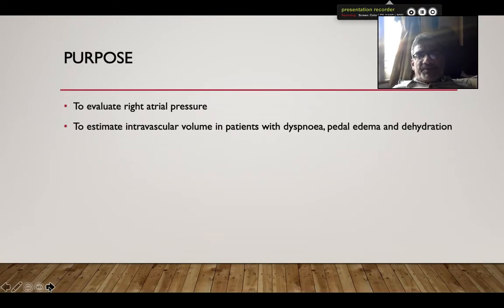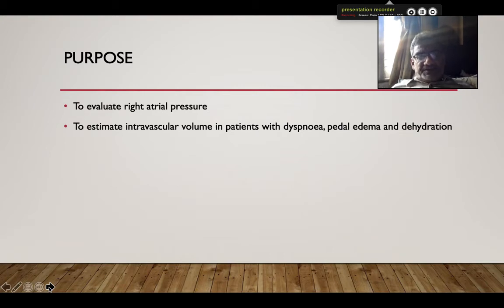So, what is the purpose of recording or looking at the neck veins, recording the jugular venous pressure? What information does it give? Basically, it is done to evaluate the right atrial pressure.